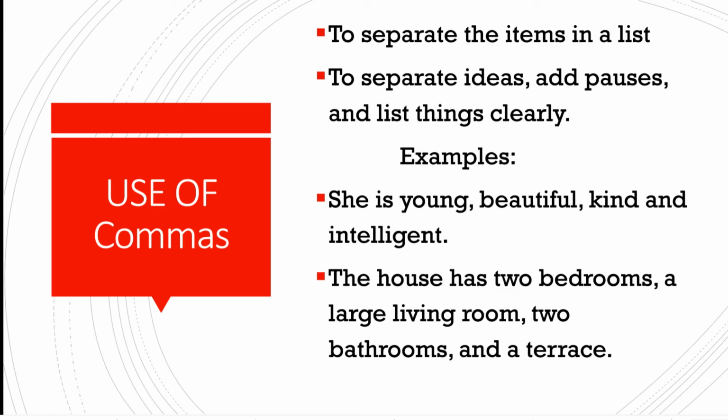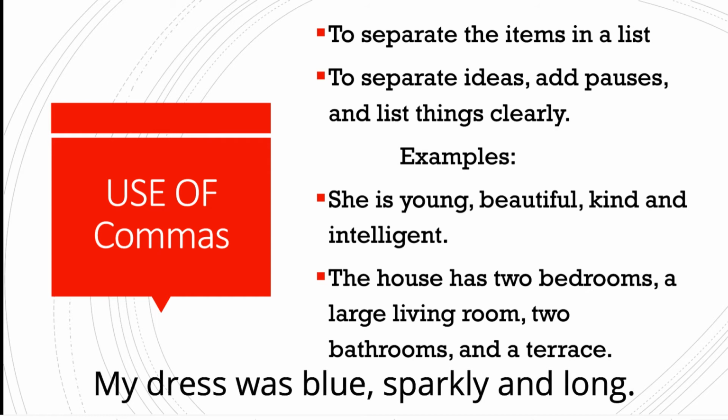Likewise, in this use of separating items in a list, we use commas when we have more than one adjective in a row describing something. For example, my dress was blue, sparkly, and long. Please notice the use of commas in this sentence. But we do not use commas when we are listing less than 3 things.